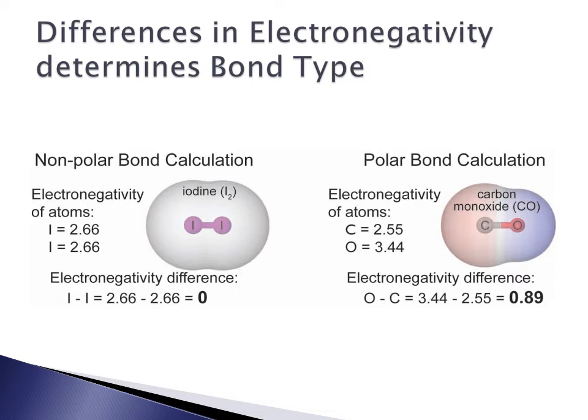We can see if we have a nonpolar bond, iodine, I2. Each iodine has the same electronegativity value, resulting in a 0 difference. But carbon and oxygen have an electronegativity difference of 0.89. That results in a polar covalent bond.